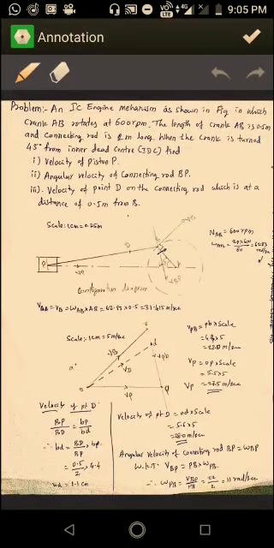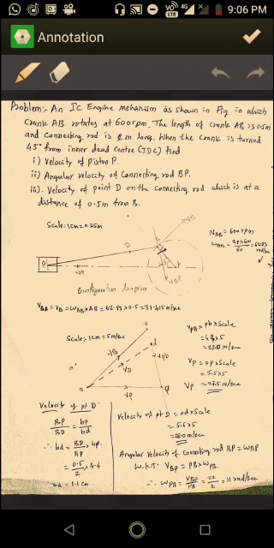Hello friends, in the previous class we discussed how to draw a velocity diagram for a slider mechanism. Now we have to discuss how to solve problems on a slider mechanism to find the velocity of the different links. So for that, first take a problem on this.